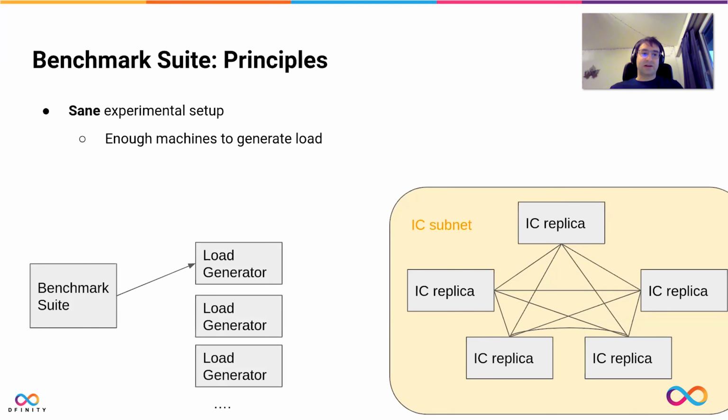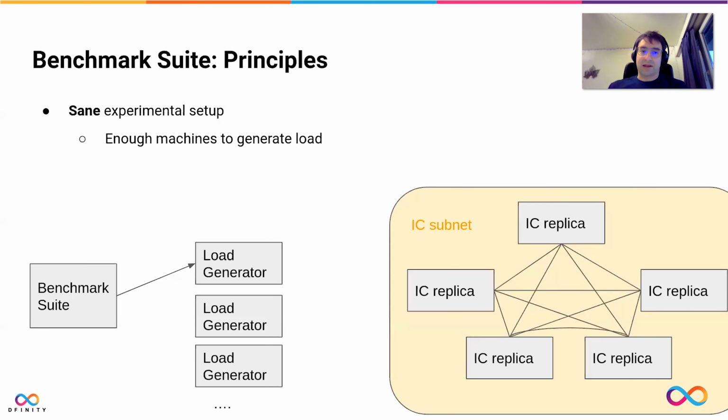So what we do instead is we have this benchmarking suite that essentially is a process manager, if you will, and it's meant to provide a sane experimental setup that ensures that whenever you run an experiment, you really measure what you want to measure, and you're not running into unforeseen bottlenecks anywhere. An example for that is having enough machines that generate load. So the first thing that the benchmark suite is going to do is spin up a bunch of load generators that generate the load that we want to evaluate.